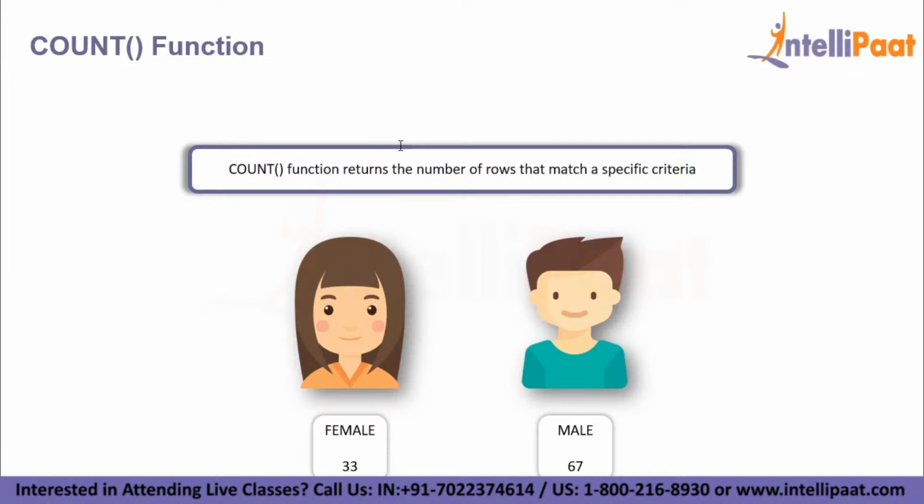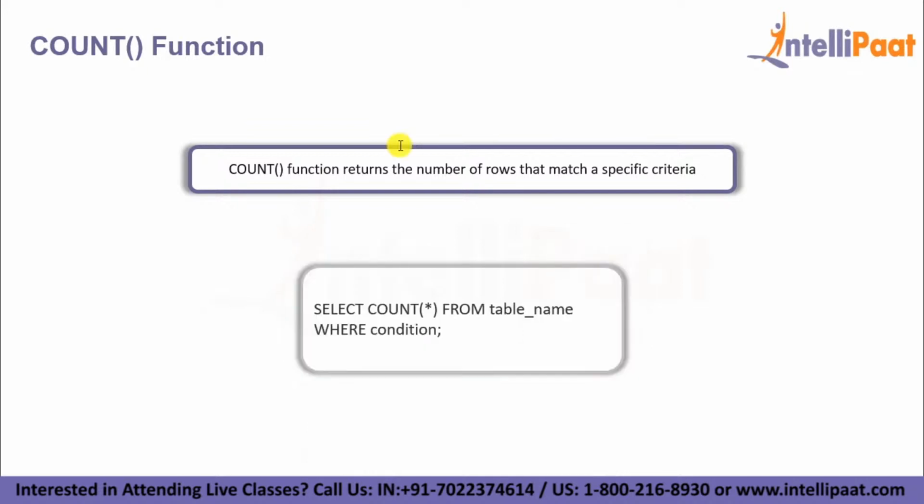Then there's a count function. So the count function returns the number of rows that match specified criteria. That is, if we wanted to find out the number of male and female employees in a company, then we can use the count function. Let's look at the syntax. So after the select keyword, you will use the count function and give an asterisk inside the parenthesis. Then you will give the table name, and finally you will use the where clause to give the condition.